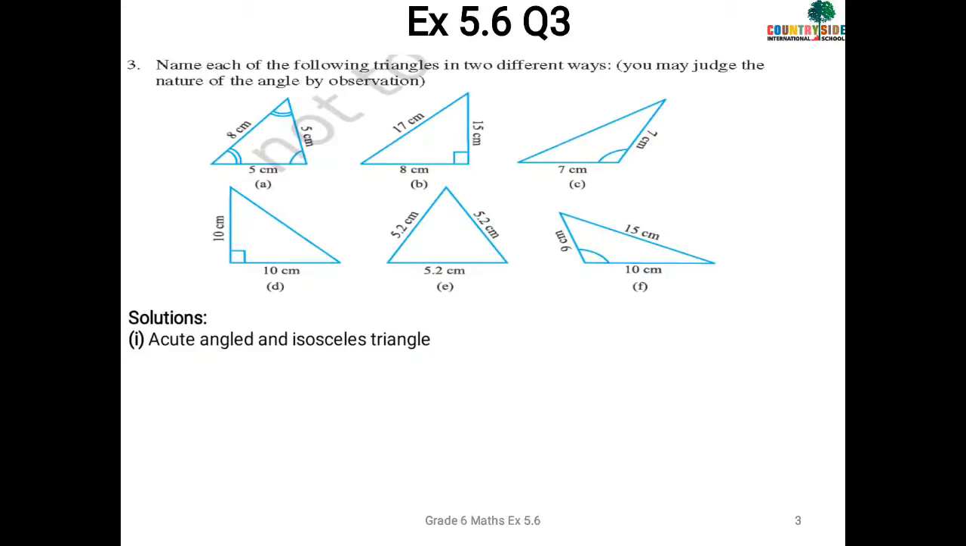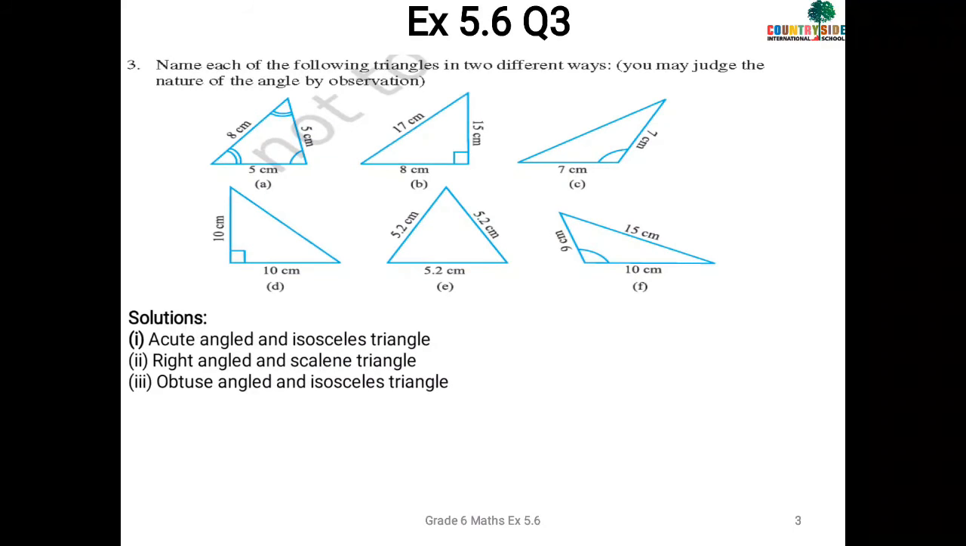In the same way, for part B, it is a right angle and all sides are different. So you will write right angle and scalene triangle. For part C, two sides are equal and it is obtuse. So you will write obtuse angle and, since two sides are equal, isosceles triangle. Now it is a right angle and two sides are equal. So right angle isosceles triangle is your answer.